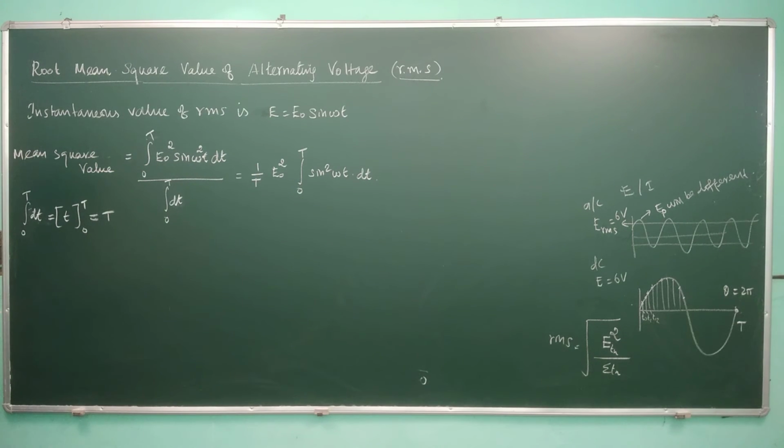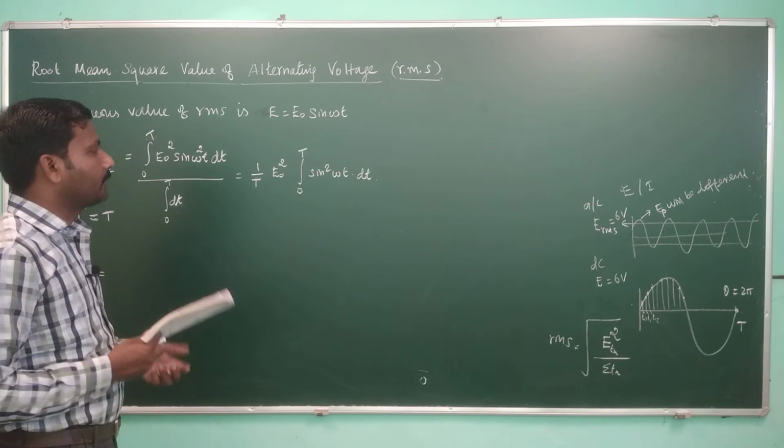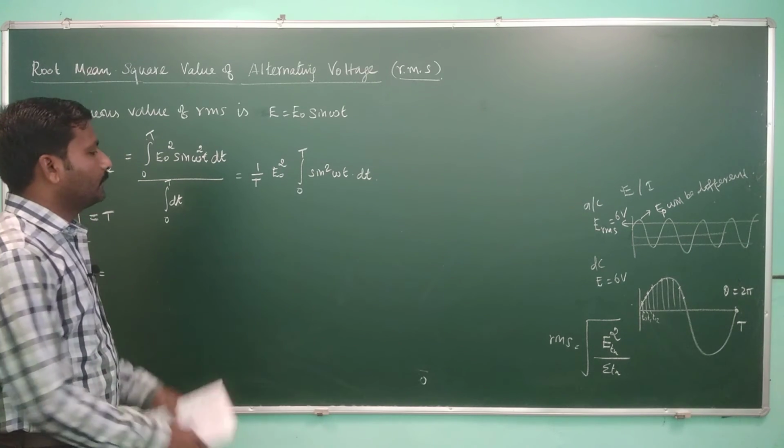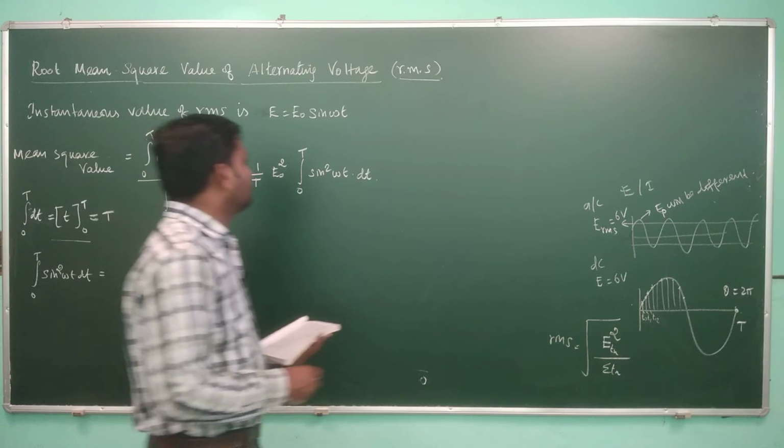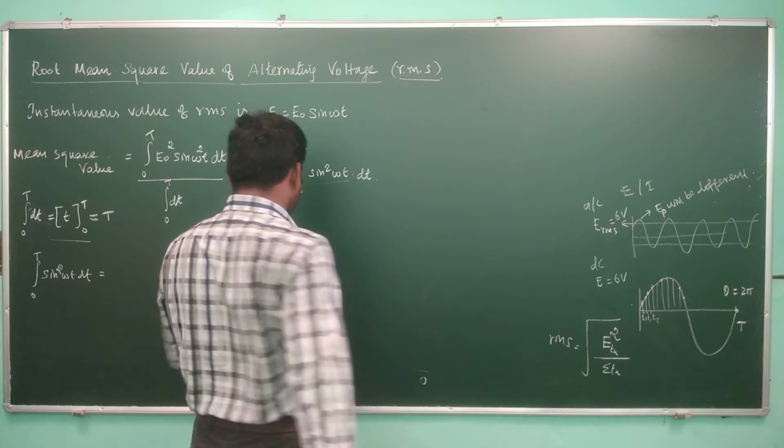Sine square omega t into dt. Now you cannot directly integrate sine square, so we have to convert it. So the integral of 0 to T of sine square omega t into dt, that we can write. Let's write the various trigonometric formulas that are connected with sine square.